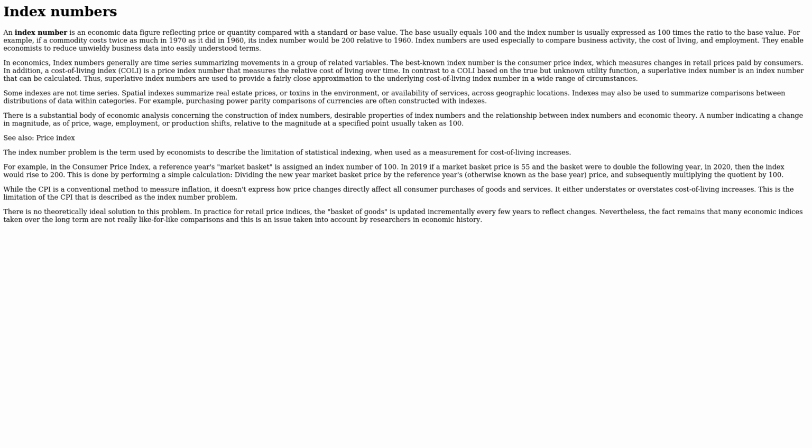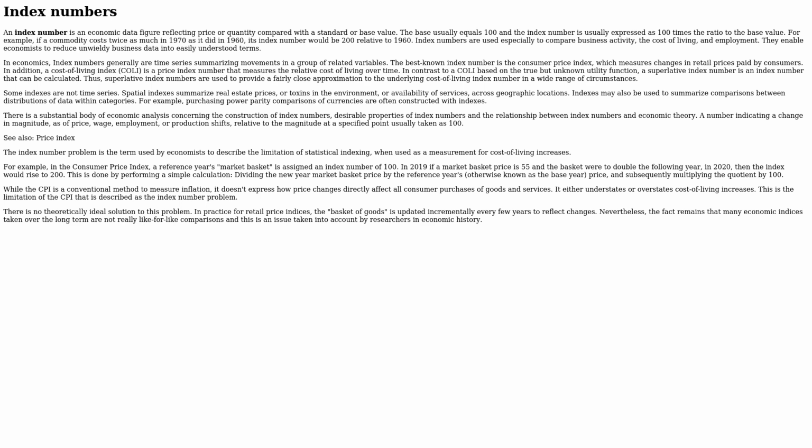Some indexes are not time series. Spatial indexes summarize real estate prices or toxins in the environment or availability of services across geographic locations. Indexes may also be used to summarize comparisons between distributions of data within categories. For example, purchasing power parity comparisons of currencies are often constructed with indexes.